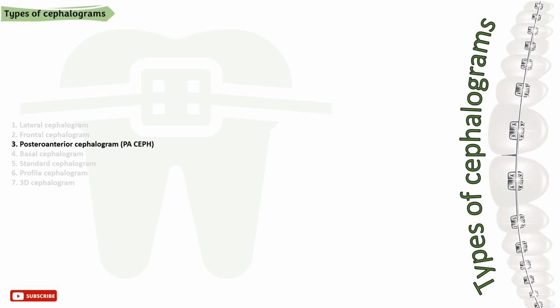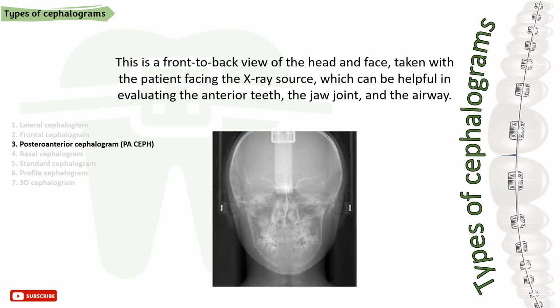Number 3. Posterior-anterior cephalogram. This is a front-to-back view of the head and face, taken with the patient facing the X-ray source, which can be helpful in evaluating the anterior teeth, the jaw joint, and the airway.